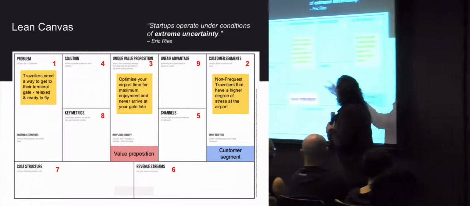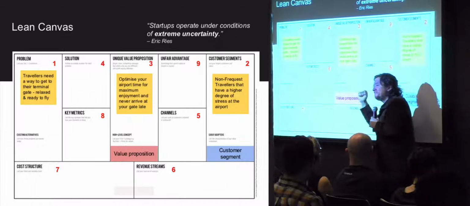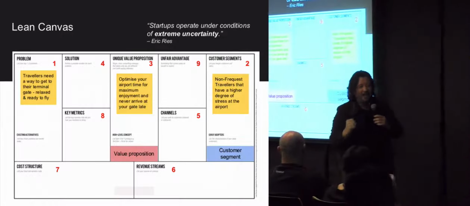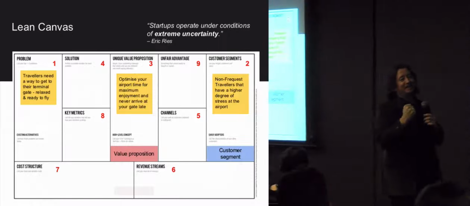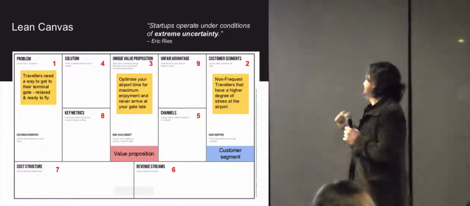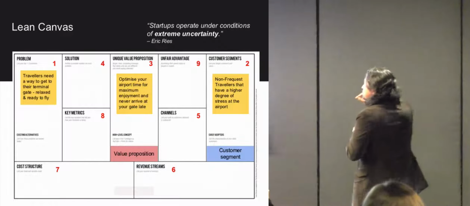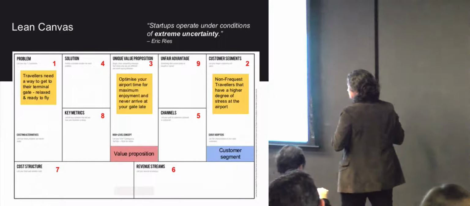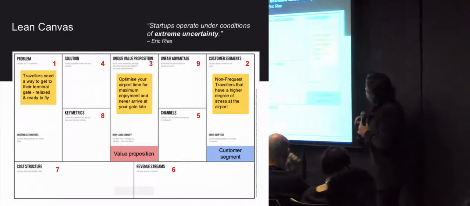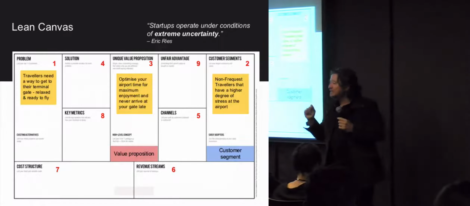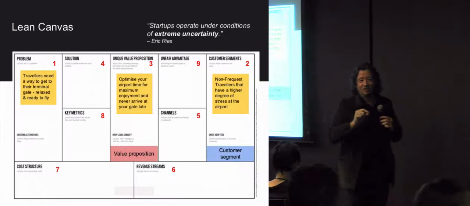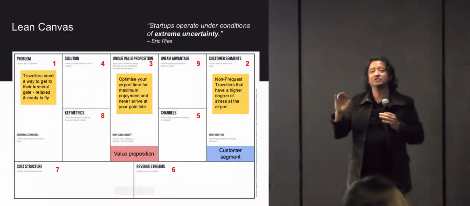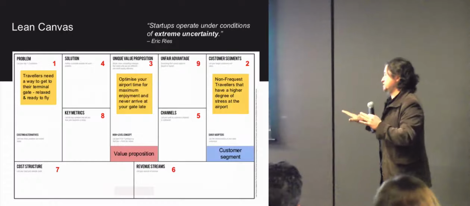Number 3, the unique value proposition, and this is the kicker, this is what's going to get you the cash in Shark Tank, is optimising your airport time for maximum enjoyment and never arrive late at your gate. So the goal is to reduce the stress.